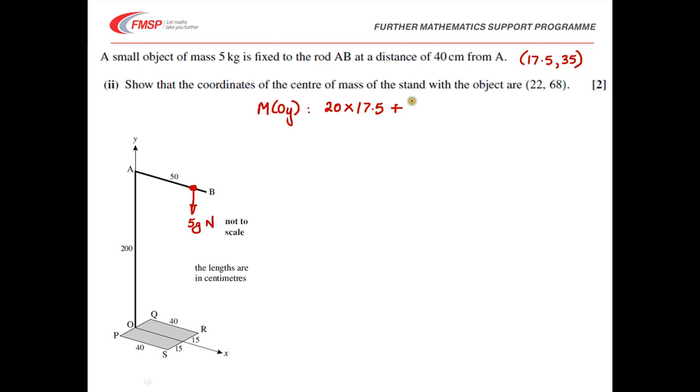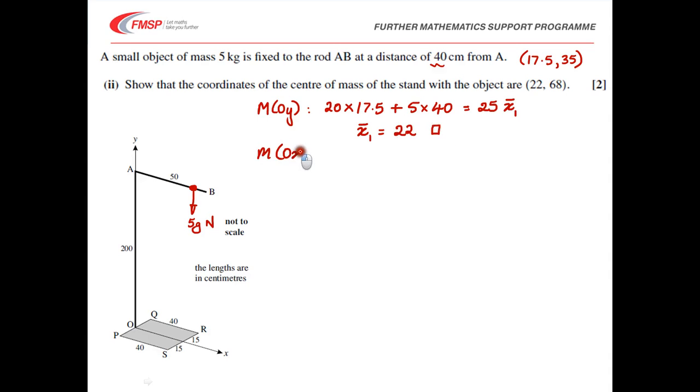We're going to add to that our 5 kilogram mass multiplied by its distance from the axis, which we're told is 40 centimetres. That's going to be equal to the total mass, which is now 25, multiplying our new location of centre of mass, and I think we can show that gives us enough information in there to be able to say that x is indeed 22.